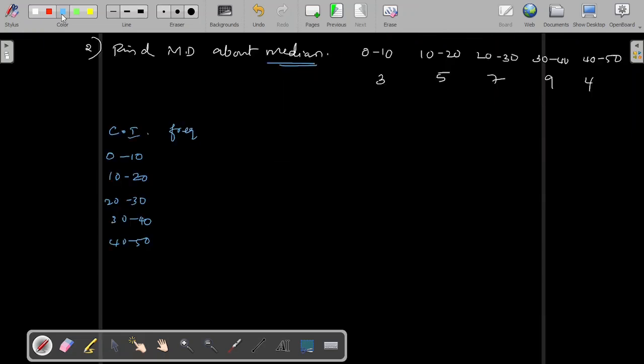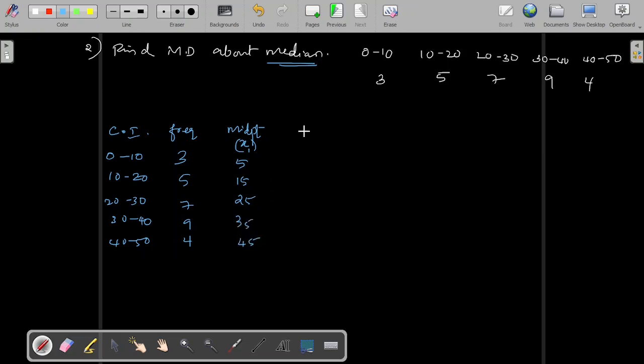See the next problem. Find the mean deviation about median. Here they have specified it is with respect to median. So this is grouped data. So write class intervals. Next you have to write frequency. Frequency 3, 5, 7, 9, 4. Next we want the midpoint of this class interval, that gives you the value of xi. So it is 5, 15, 25, 35, 45.